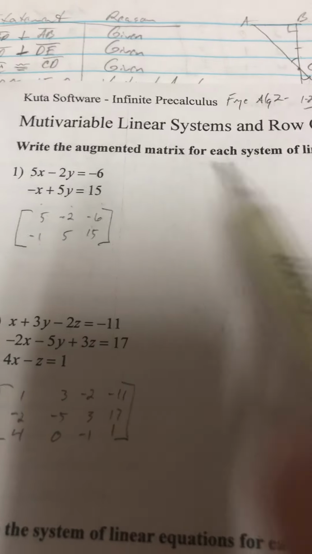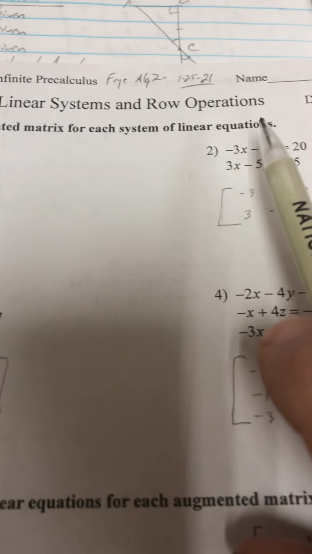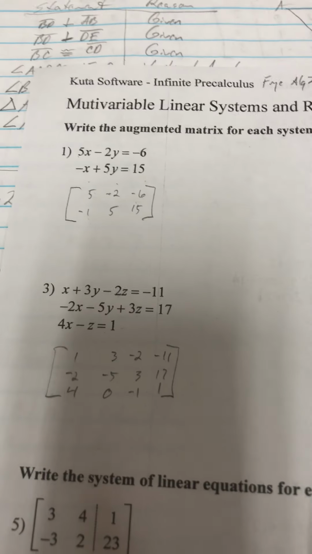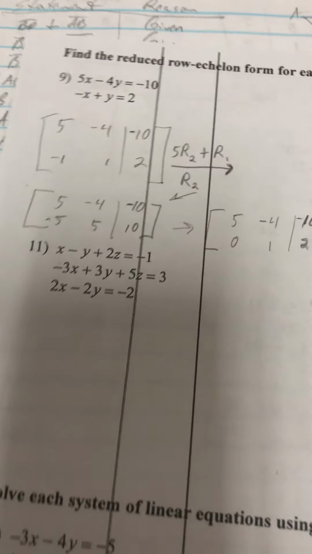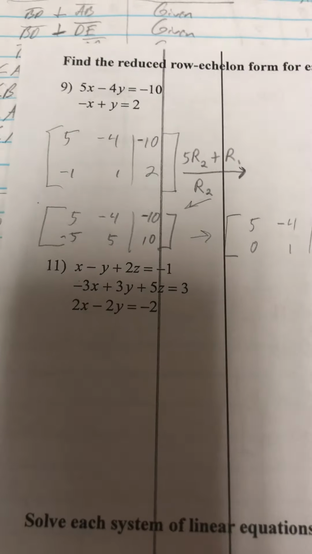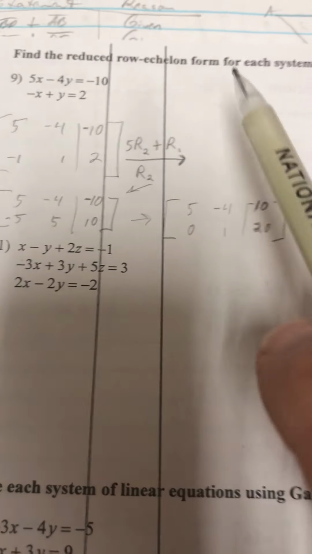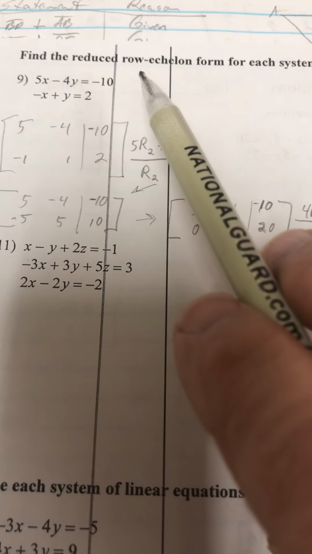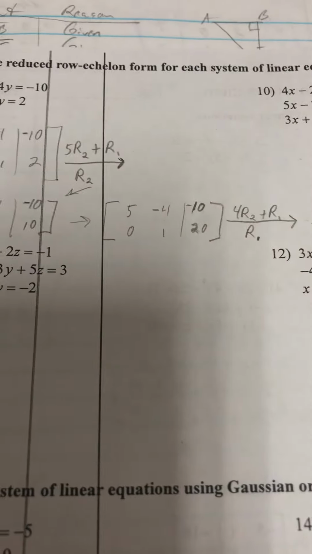For Mr. Fry, I'm looking at multivariable linear systems and row operations. I'm working on the back. My previous video has the front done, so please refer to that for the front, but the back is the more difficult, doing the row echelon form.